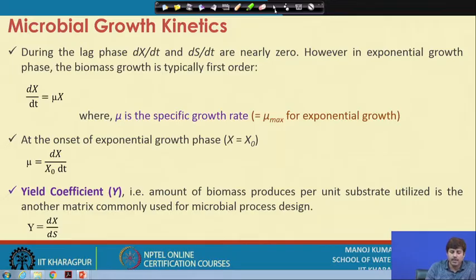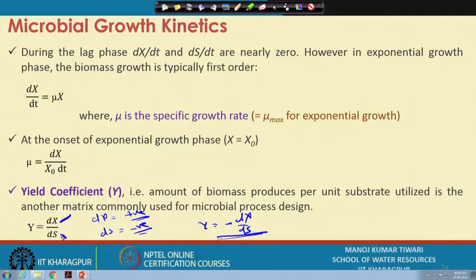And if you see, dx is positive because biomass is increasing and ds is negative because substrate is decreasing. So, at a few places you will see y written as minus dx by ds, in order to take care of the sign. But whichever way you use, you should realize that this is increasing while this is decreasing. So, either you report y as a negative, or you use this formula and report y as a positive value.